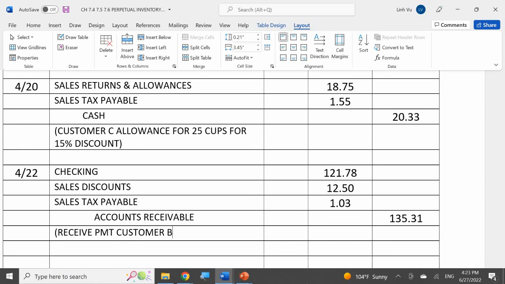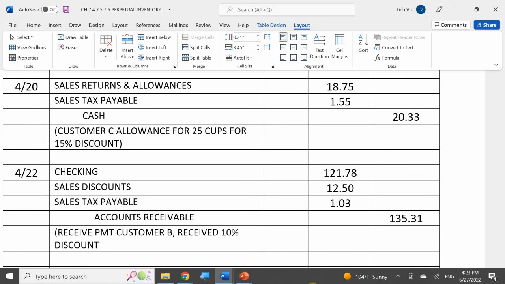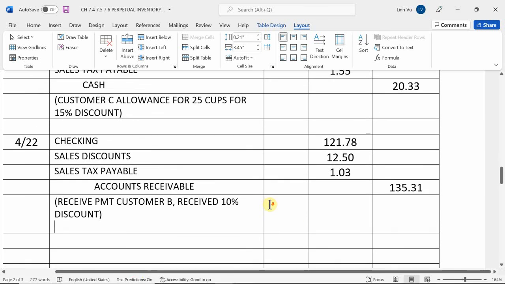Okay. And then I'm also going to say received 10% discount. And you could say he paid with some kind of check, right? I'm not going to put it, but there you go. So in this case, we're recognizing that he's paying for what he owes, but he's also receiving the 10% discount. Okay. All right. Yes.